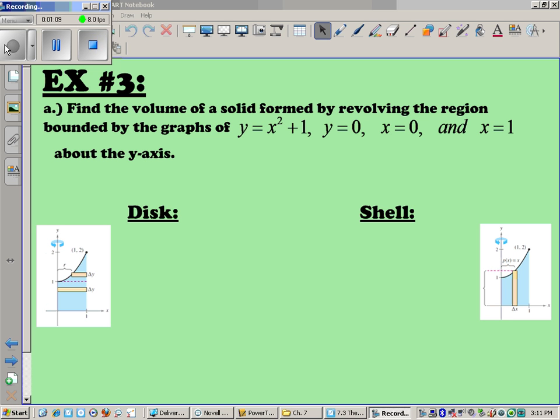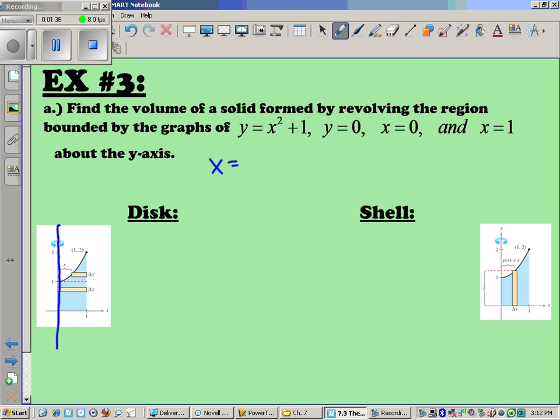If I'm revolving it around the y-axis, my axis of symmetry is vertical. If I'm doing the disk method and my axis of symmetry is vertical, which way do my disks lie? Well, they lie perpendicular, so they're horizontal now. So if I'm doing it with the disk method, I'm doing it with respect to y. So if I'm doing it with respect to y, all of my equations need to be x equals equations.